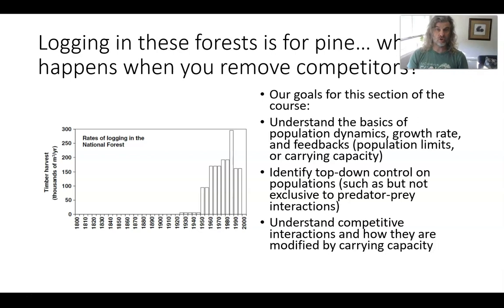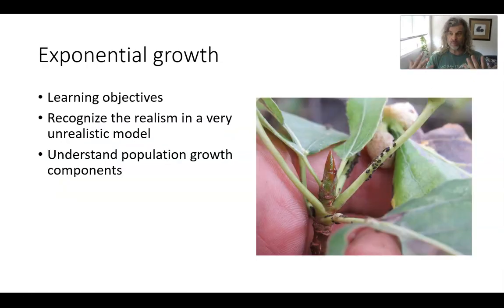So let's deal with the first population here among these, and that is exponential growth. Right here, we're going to look at this model, and we're going to try to recognize the realism in what is a very unrealistic model. And it will open up the possibility for us to understand how population growth is actually constrained in reality. So many different kinds of animal and plant populations can grow exponentially.